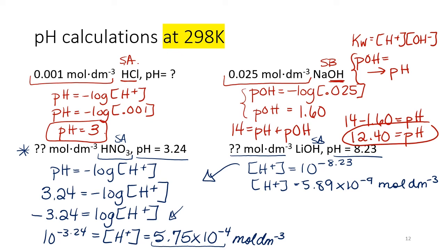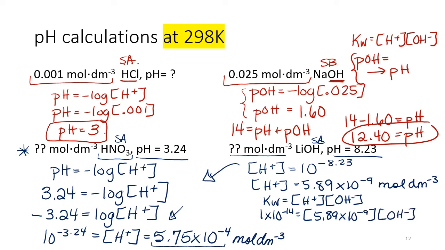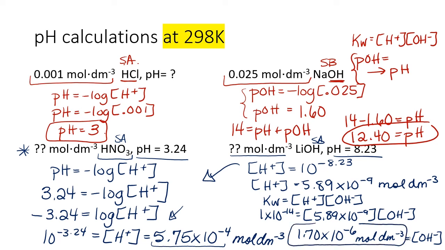So Kw is equal to the H pluses times the OH minuses: 1 times 10 to the negative 14 is equal to 5.89 times 10 to the negative 9 times OH minus. So the concentration of OH minus is 1.70 times 10 to the negative 6 moles per cubic decimeter, and that's the hydroxide concentration. Because it's a strong base, meaning it completely dissociated, the OH minus concentration is equal to the lithium hydroxide concentration, so this is actually the answer. What I'd like for you to do now is practice in your book.